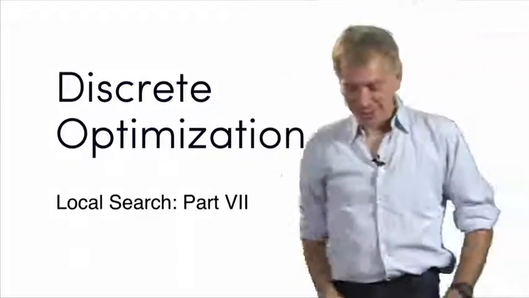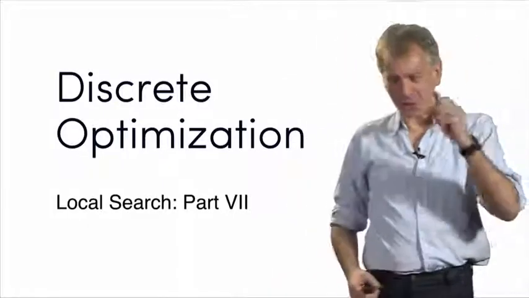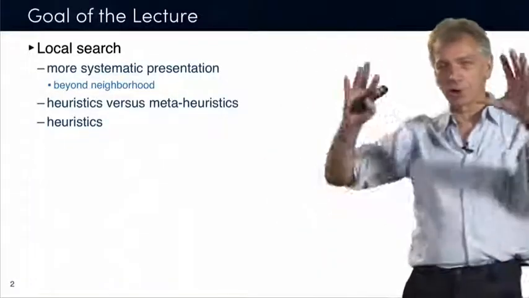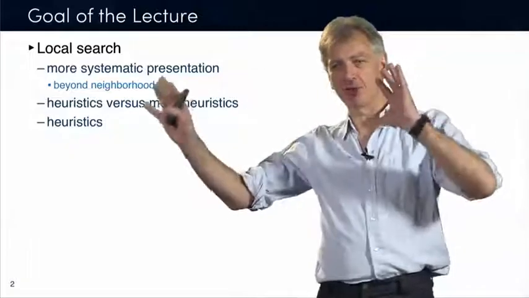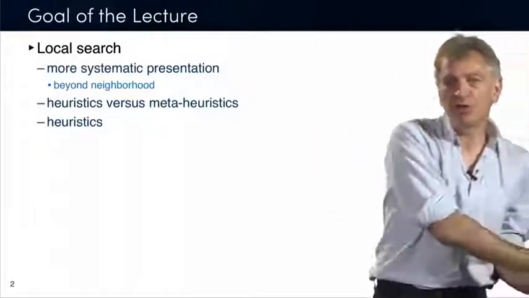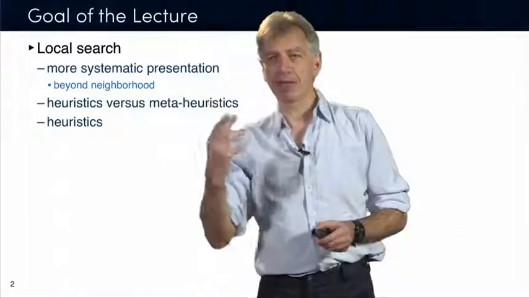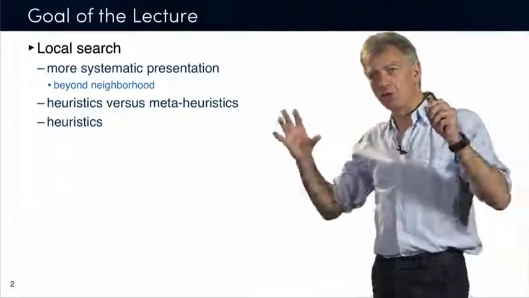Good morning. Okay, back to discrete optimization, local search. So far, one of the things that we have done is looking at all these neighborhoods. We saw a variety of them, from very simple to very complicated ones. What we want to do today is step back a little and look at how we search these neighborhoods.